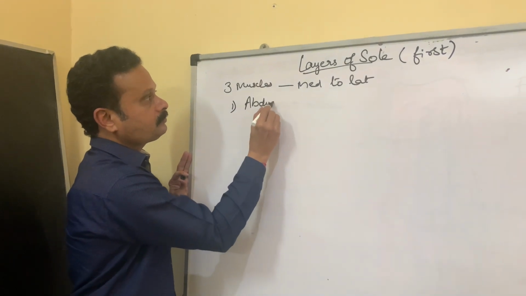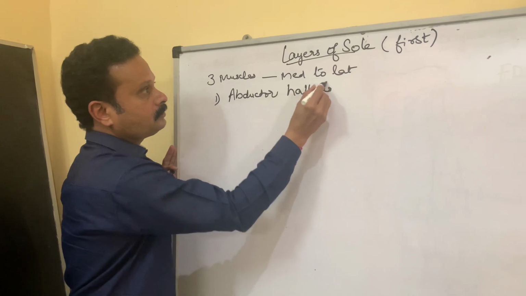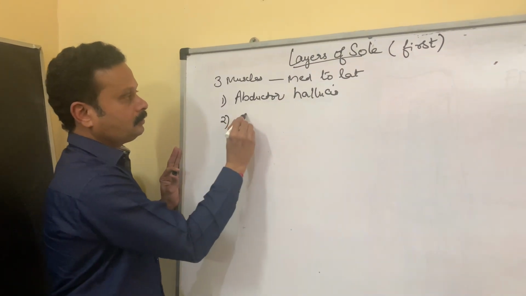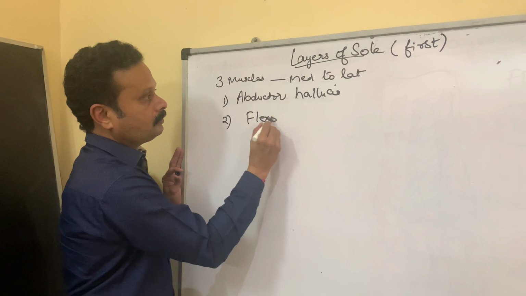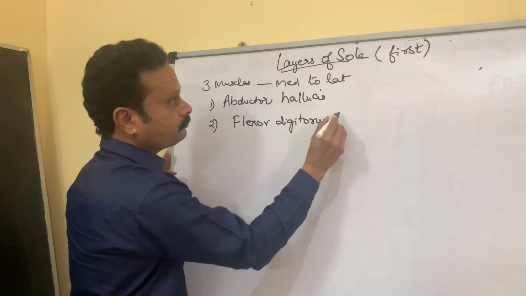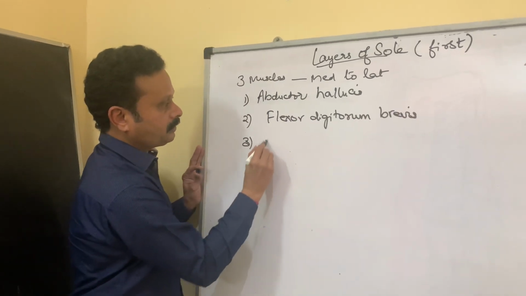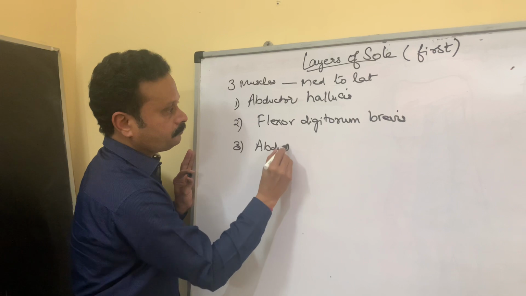abductor hallucis, number 2, flexor digitorum brevis, and number 3, abductor digiti minimi.